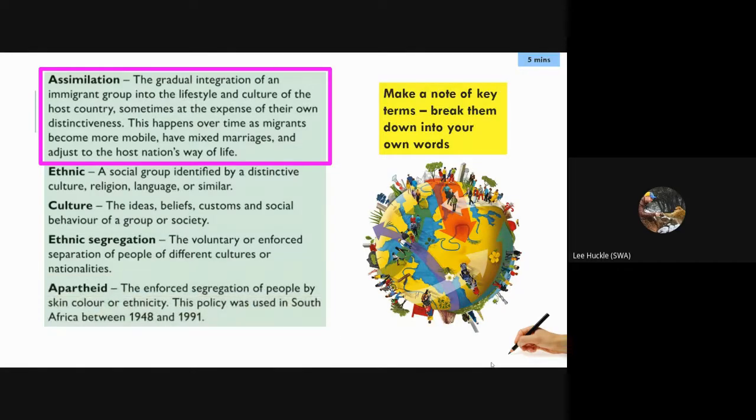And then we looked very briefly at the example of forced ethnic segregation in terms of the apartheid regime in South Africa between 1948 and 1991.